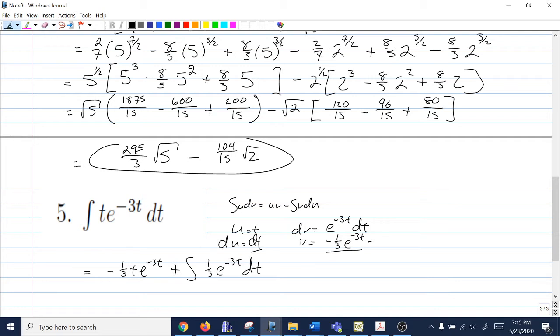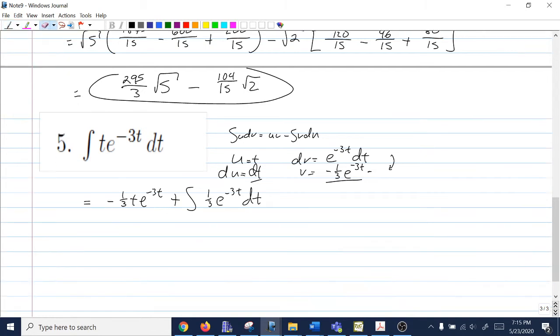There's a thing in integration by parts where very often this integral turns out to also be the integral you do right here. I'm getting negative 1/3 t e to the negative 3t minus 1/9 e to the negative 3t plus a constant.